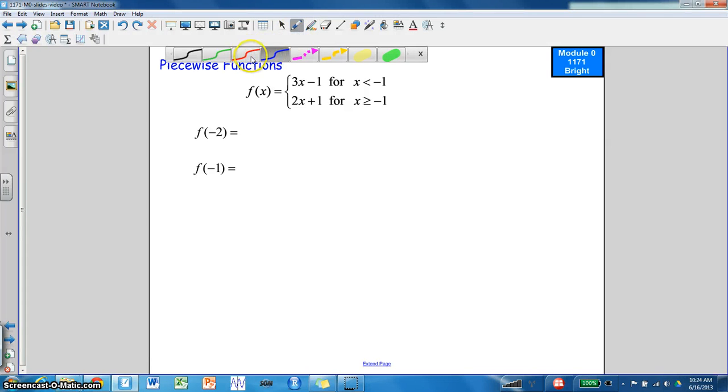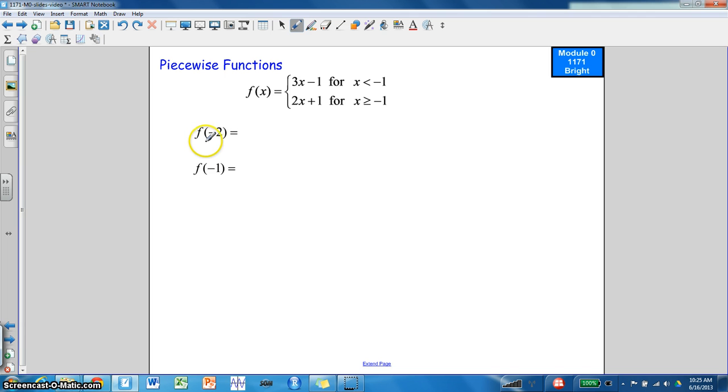Okay, and we're going to continue our study of functions with piecewise functions next. All piecewise functions are is functions defined in pieces. So, for example, here we have two different branches, and we call each different function a branch in piecewise functions. In the first branch, corresponding to the domain when x is less than -1, the function behaves according to 3x minus 1. And when x is greater than or equal to -1, it behaves according to the function 2x plus 1.